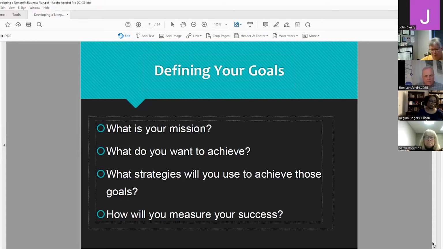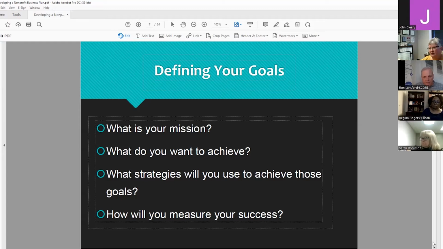One of the things you also want to do is think about defining your goals. You develop this mission statement, which states what you're going to do, what the work is that you want to do. You also need to think about what you want to achieve. Doing your mission every day is one thing, but you need to really think about what you want to achieve overall. For Regina's sake, maybe she's got 100 more women that are living better lives. Whatever it is that you want to achieve, you really need to define what that is.